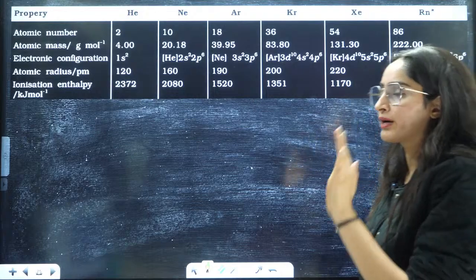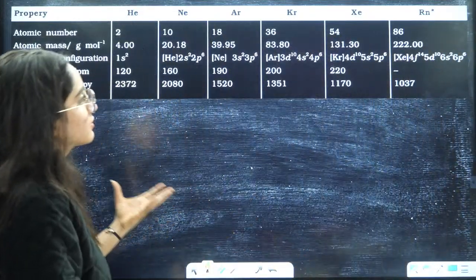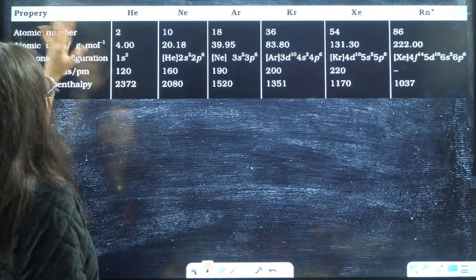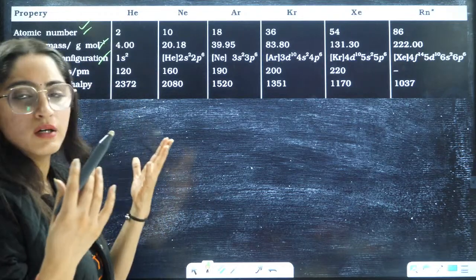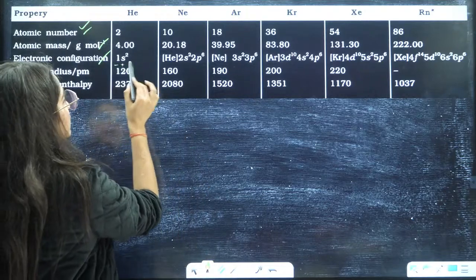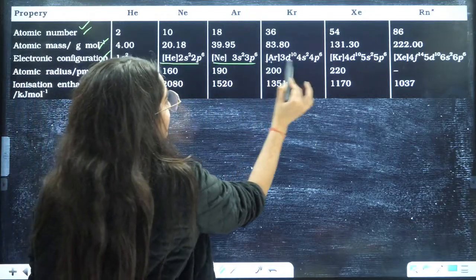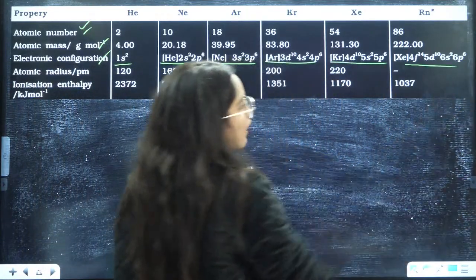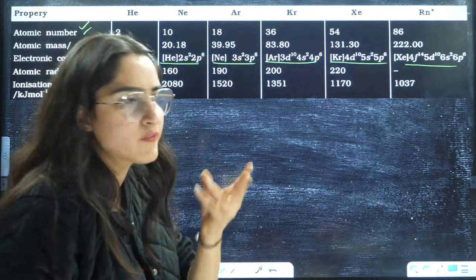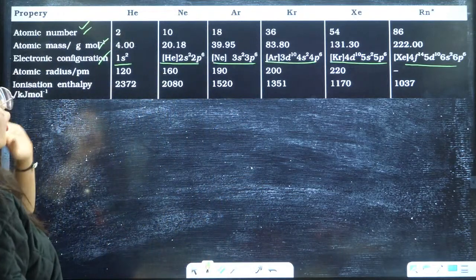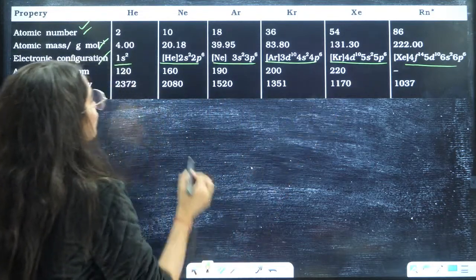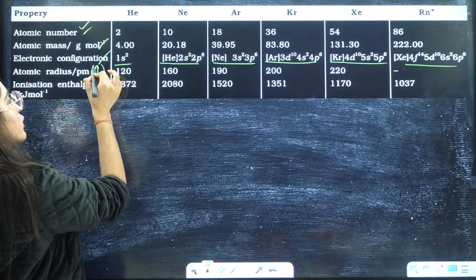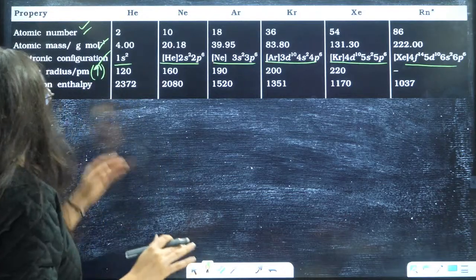So now the important thing is to just see what trends they are following. Atomic number, atomic mass, done, right? Now you can see the configuration is fully filled, right? Very happy in their own life, right? Fully filled configuration they have, happy, octet is completed everywhere, right? So no tension. Atomic radius, if you talk about, it is increasing down the group, right? Because the number of shells is increasing here.